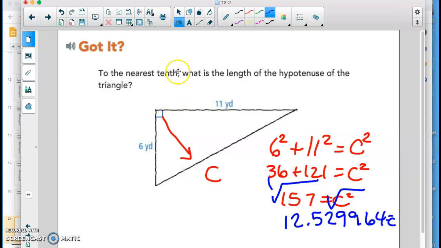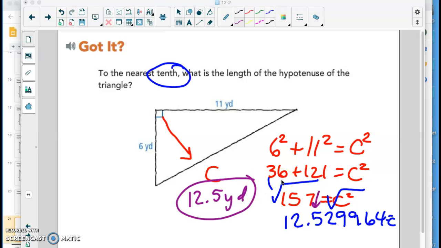Okay, then I go back up here and I'm like, okay, the nearest tenth. Well, the tenth, remember, is this spot right here. So I know that my c equals 12.5 yards. And that is how you solve for c using the Pythagorean theorem. Your assignment now is to practice this skill. So go ahead and do your next assignment.